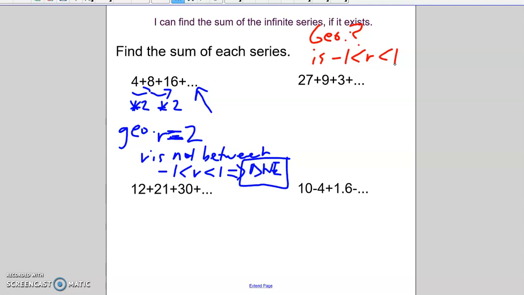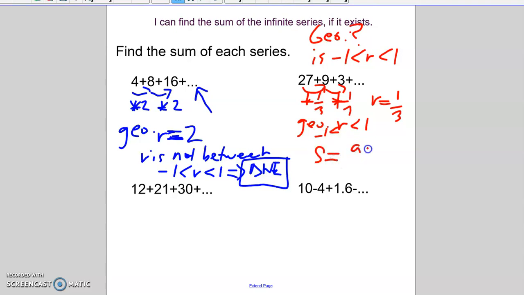Okay, so let's do the next one here. Going from here to here, this looks like it's geometric also, and I'm dividing by 3 every time, or multiplying by 1/3 each time. So my r is equal to 1/3. Remember what I said before: it's geometric and my r value is less than 1 and greater than -1, so it's between 1 and -1. So I'm all set. I can actually use my formula now, which is s equals a sub 1 divided by 1 minus r.